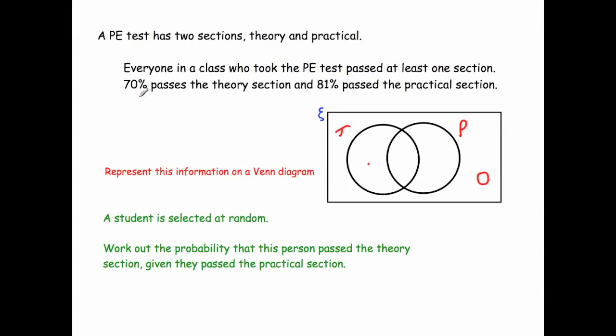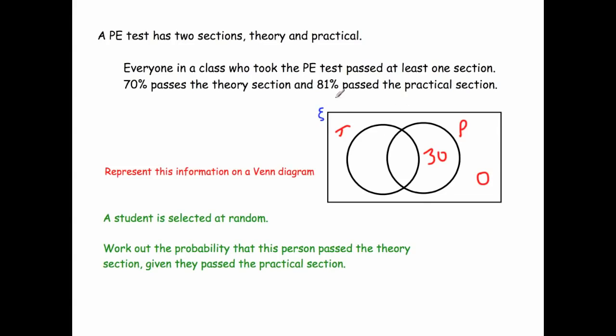Also, we know that the 70% inside the theory section. So that means that inside this circle would be 70%. So there would be 70 in here. That must mean there would be 30 there. We could have looked at it the other way, and we could have looked at the 81 for the practical section and worked at that, but that's just the same thing.